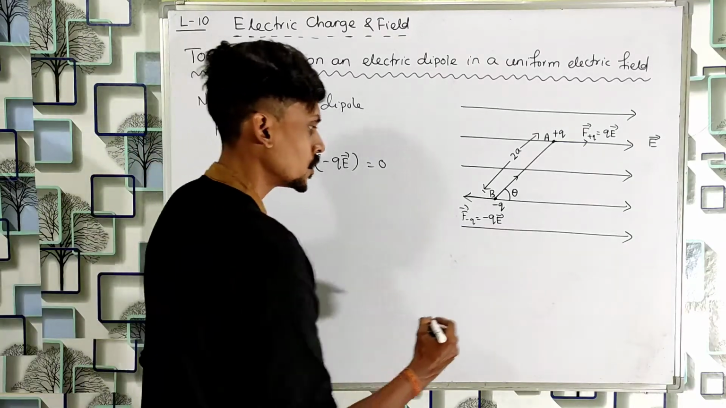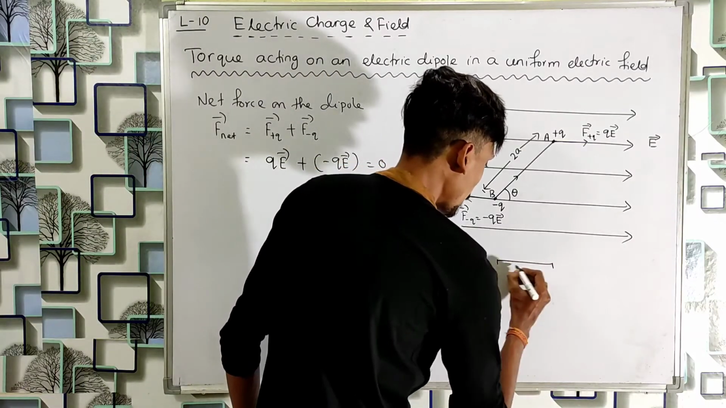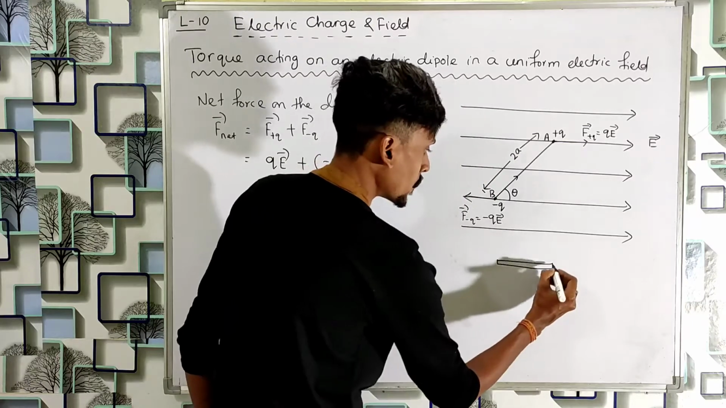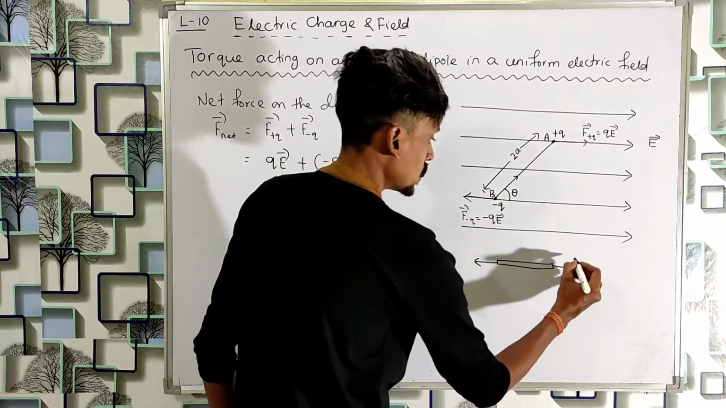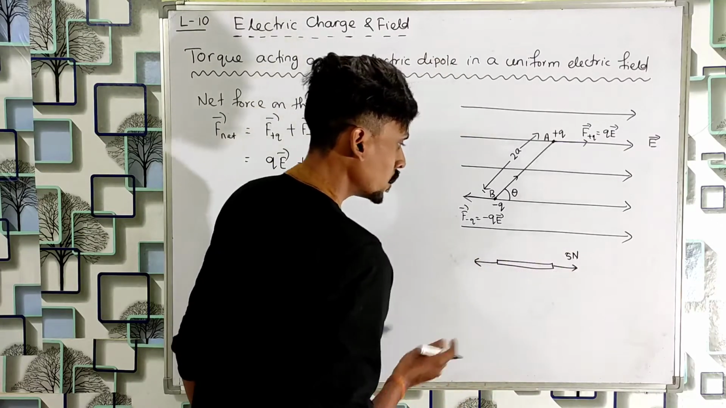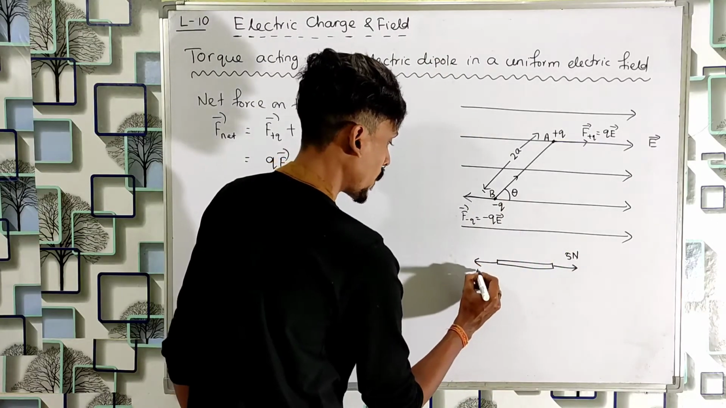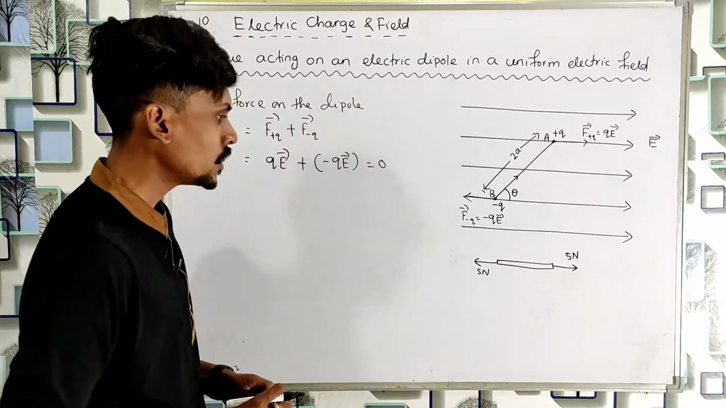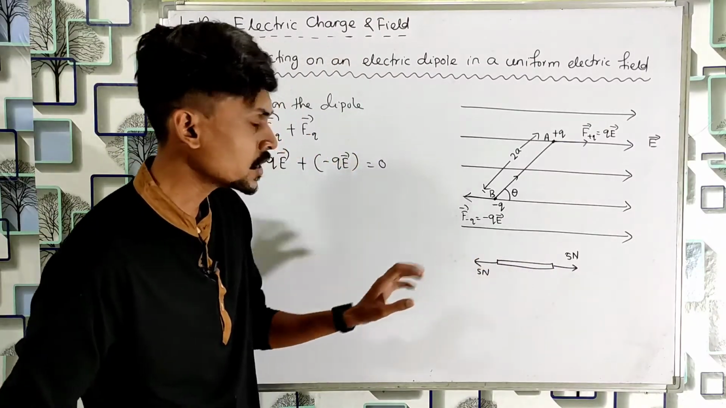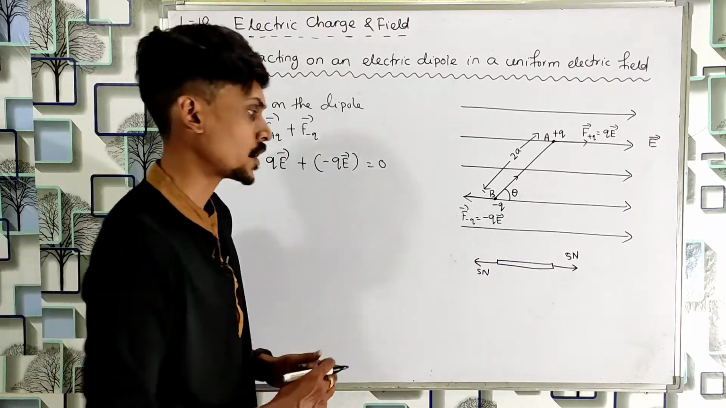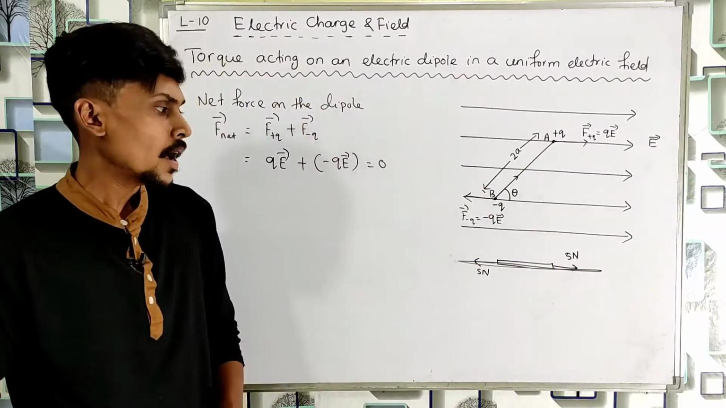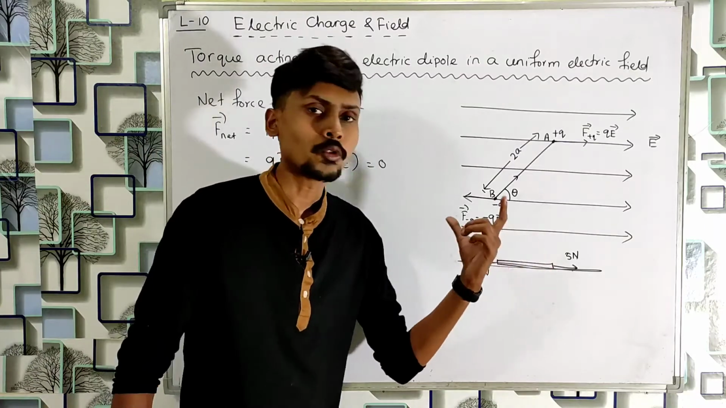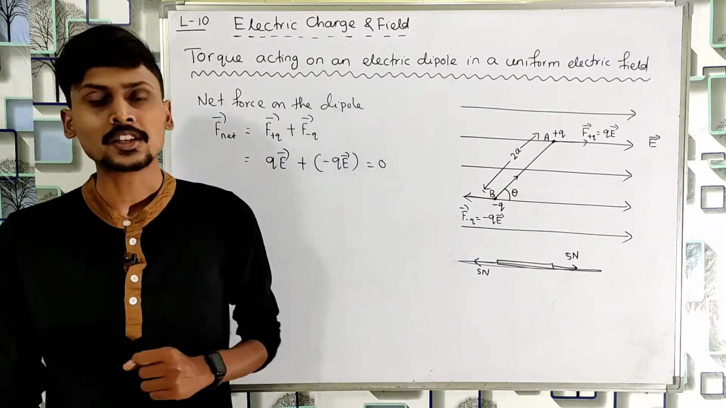For example, suppose you take a rod, and you apply two equal and opposite forces like this: a force of 5 Newton towards the right and a force of 5 Newton towards the left. You can see that these two forces have the same line of action, and that's why these two forces cannot rotate this rod.